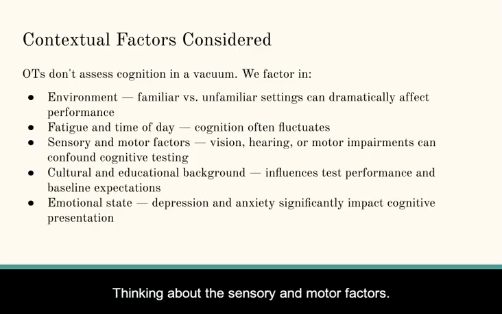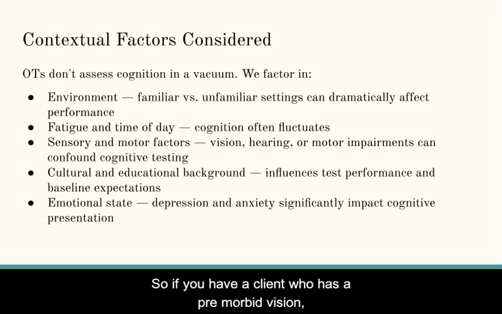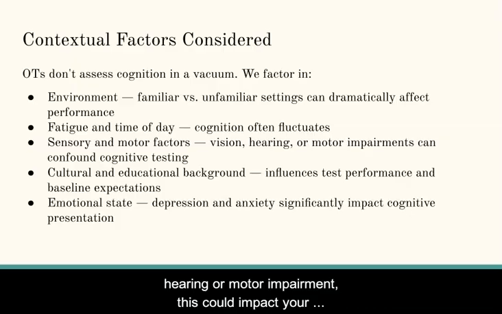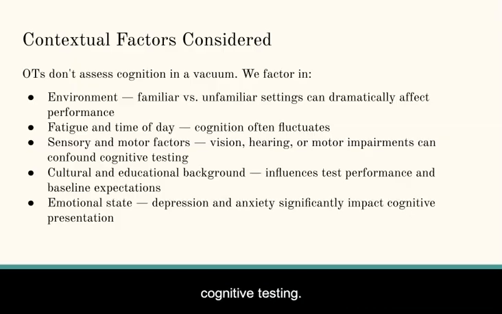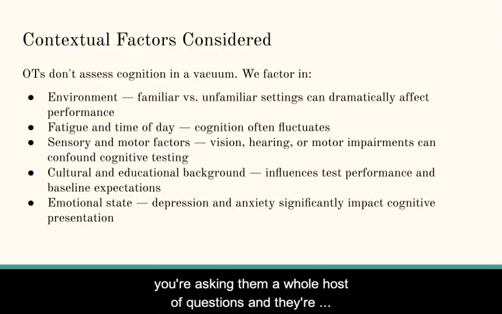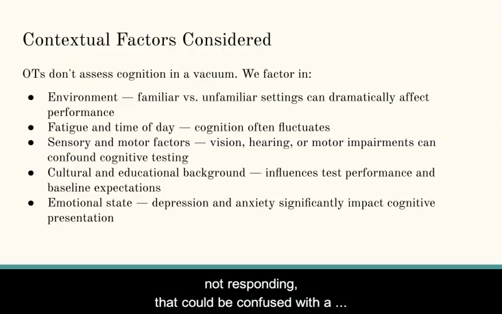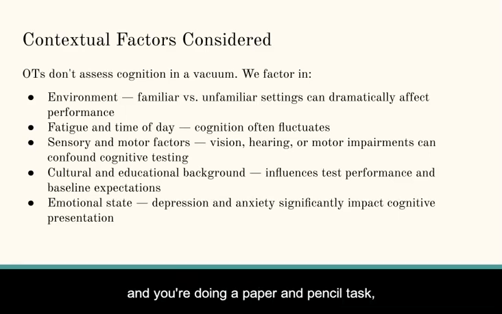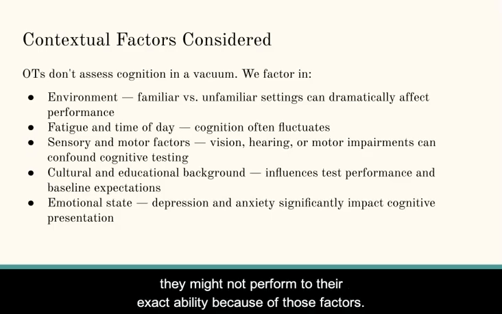Thinking about the sensory and motor factors. So if you have a client who has a premorbid vision, hearing, or motor impairment, this could impact your cognitive testing. So if you have somebody who has a hearing impairment and you're asking them a whole host of questions and they're not responding, that could be confused with a cognitive overlay. But it is in fact that they just don't have their hearing aids. If you have somebody with a motor or visual impairment and you're doing a paper and pencil task, they might not perform to their exact ability because of those factors.